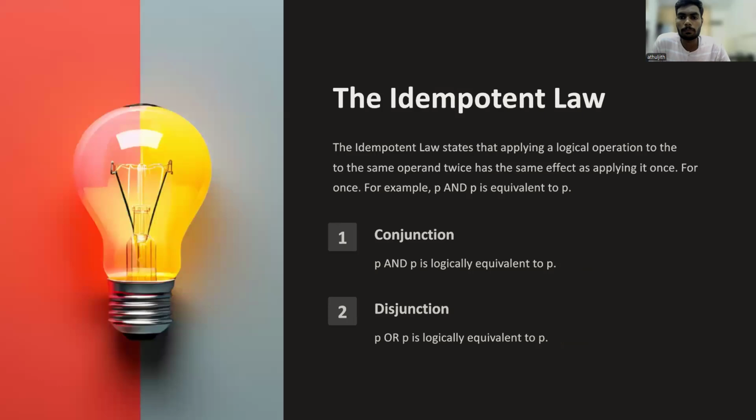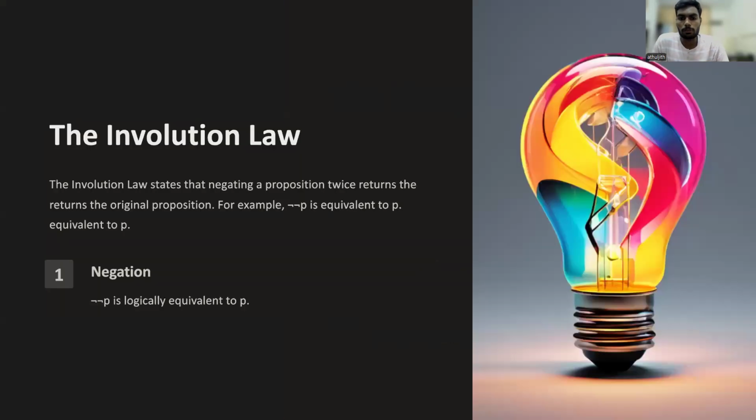The idempotent law. The idempotent law states that applying a logical operation to the same operand twice has the same effect as applying it once. For example, P and P is equivalent to P. Conjunction: P and P is logically equivalent to P. Disjunction: P or P is logically equivalent to P.